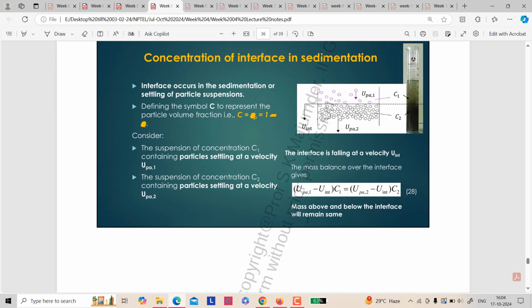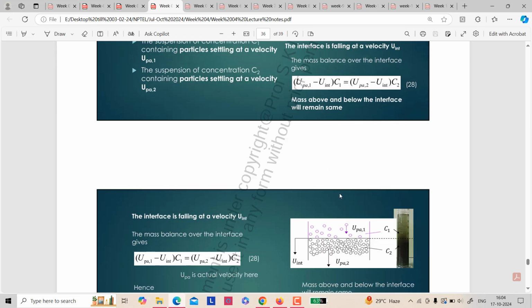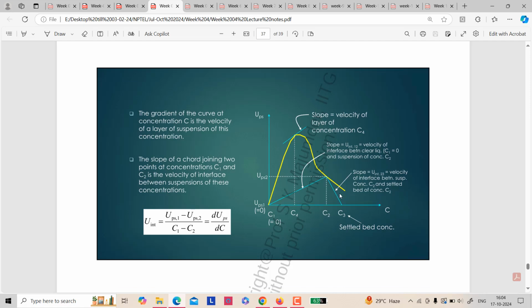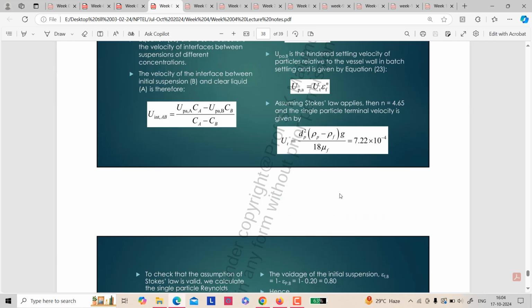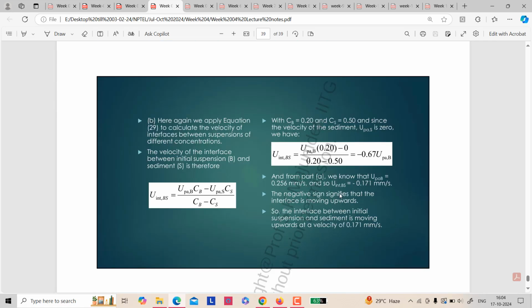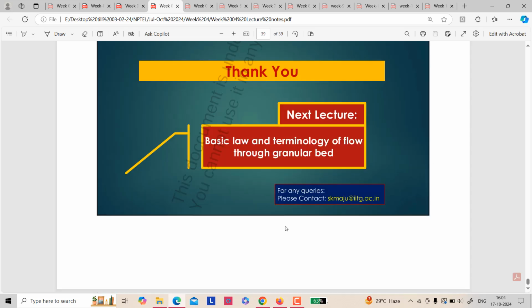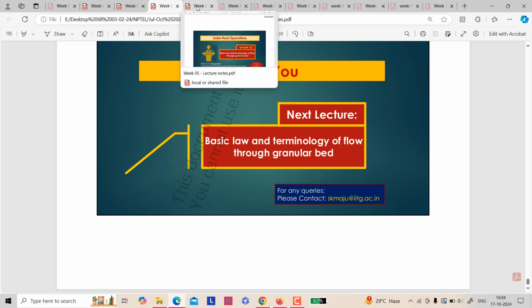This is the interface concentration measurement in sedimentation. There are many problems you can try on your own. So this is the sedimentation or flow of a body inside a fluid.